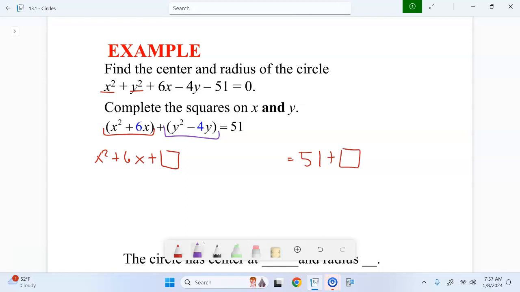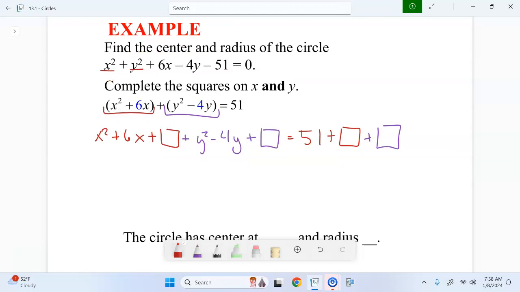And then when we move on to the y squared minus 4y plus something, on the right side, we're going to be adding that again. So we're going to be adding two numbers to the left side and two numbers to the right side. Those two numbers will be based on whatever we need to do to complete the square for both of those variables.